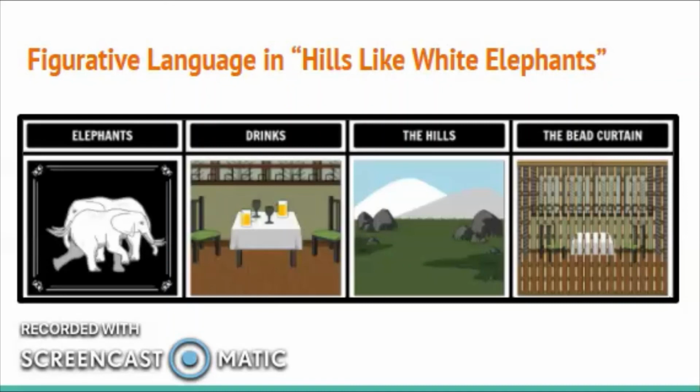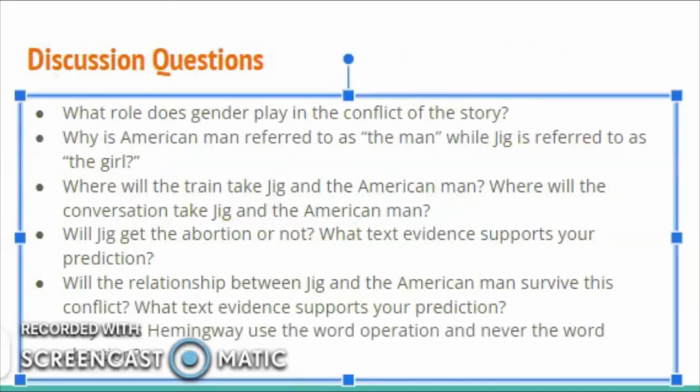They are on separate sides of this issue, so he brings the conversation to an end. He walks off and heads towards the station platform, which is symbolic that he's made his decision and he's ready to go take the next step of the journey, whereas Jig stays at the bar room. She stays at the table, and so she is still on the other side of the beaded curtain, having not decided on what to do about the baby, whether to have the abortion or not.